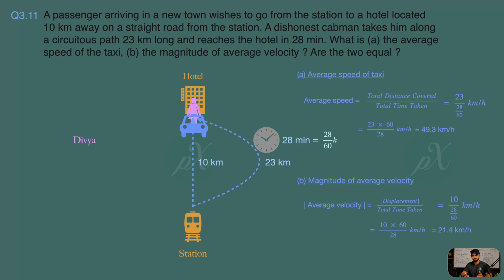So, average speed is 49.3 kilometers per hour, while the magnitude of average velocity is only 21.4 kilometers per hour. Therefore, no, they are not equal. The reason is simple. Speed depends on the actual distance traveled, while velocity depends on displacement. And because the cabman took a longer, circuitous route, the distance traveled is greater than the displacement. And with that, we have successfully solved NCERT Class 11 Physics question 3.11.